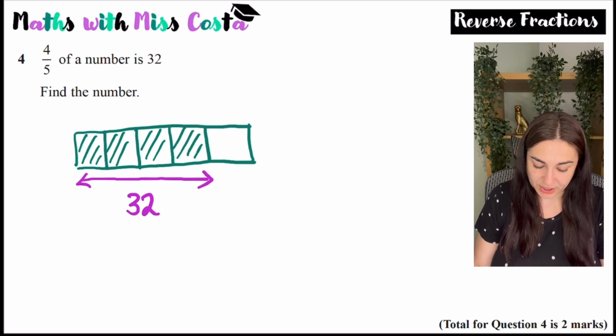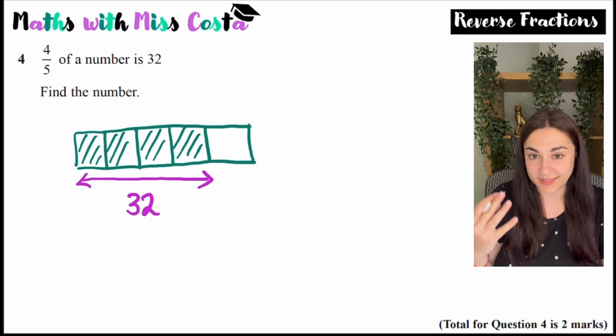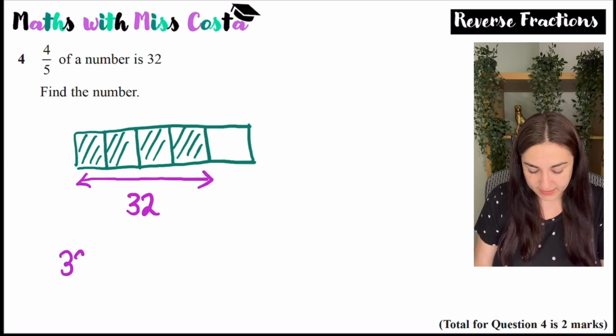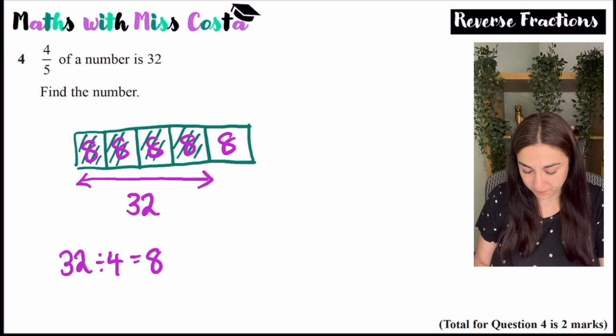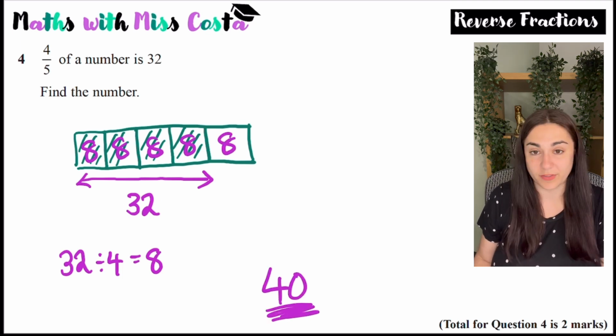So if 32 is equal to 4 parts, I can do 32 divided by 4, which is 8. So each part is worth 8, and therefore the number must be 40 because I add all of the parts together.